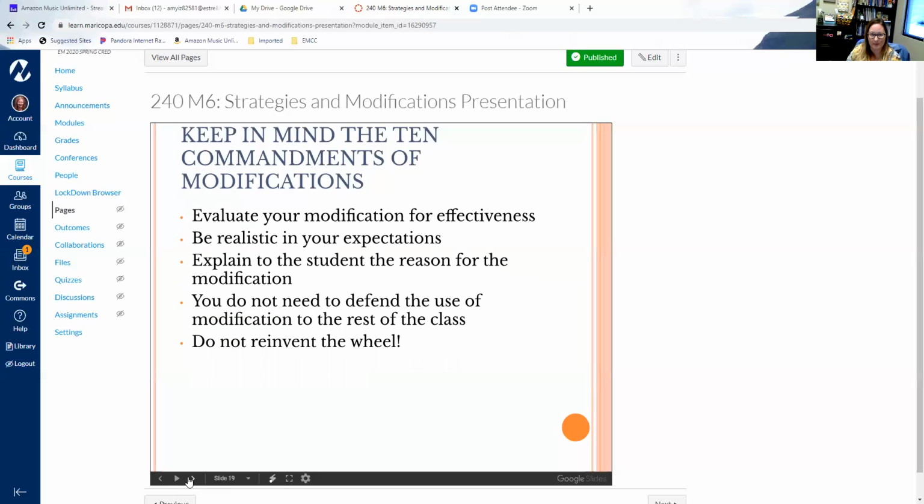Evaluate how effective that modification is. Be realistic in what you're expecting from the student.